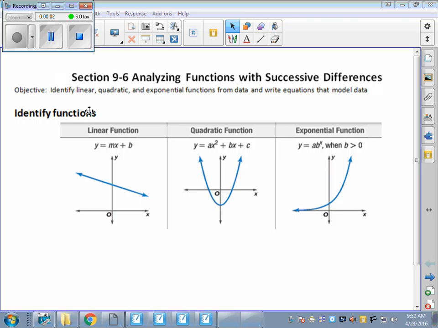Hi everyone, welcome to section 9.6, analyzing functions, successive differences. It's the last section in this chapter.